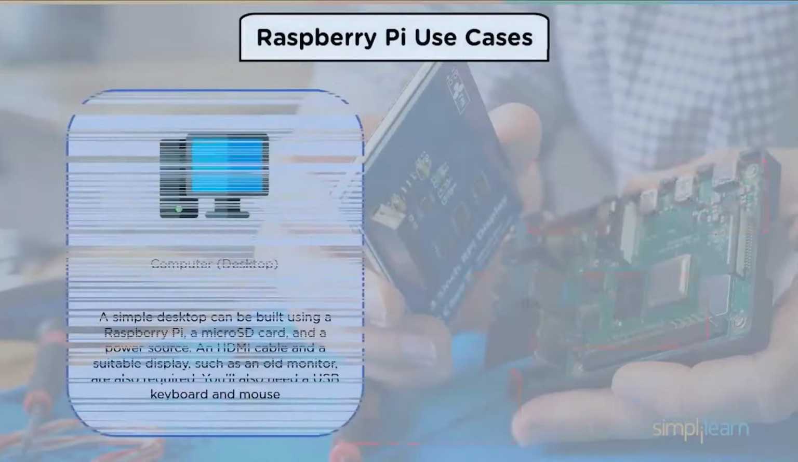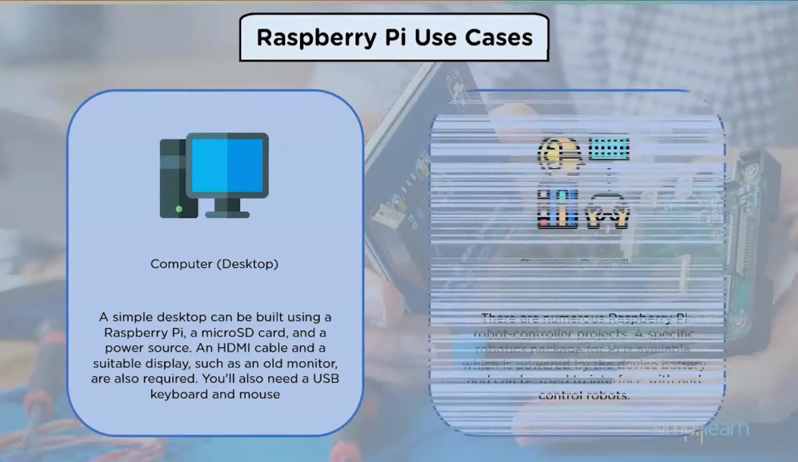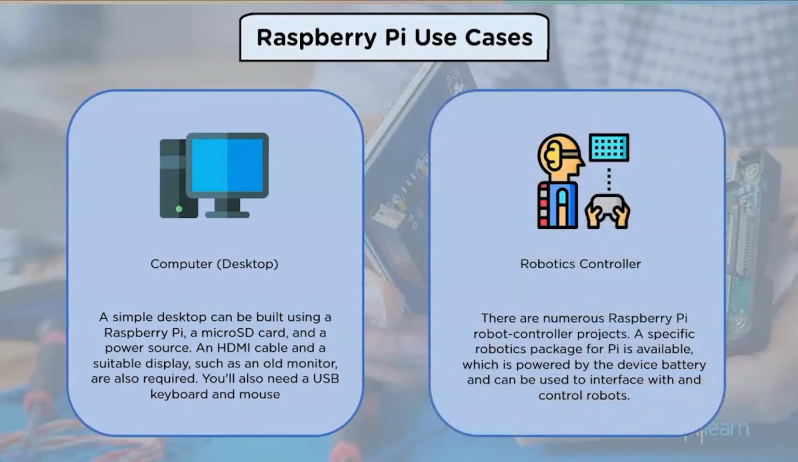Raspberry Pi use cases. Raspberry Pi is used as a computer desktop. A simple desktop can be built using a Raspberry Pi, a micro SD card and a power source. An HDMI cable and a suitable display, such as an old monitor, are also required. You will also need a USB keyboard and a mouse. Robotics controller. There are numerous Raspberry Pi robot controller projects. A specific robotics package for Pi is available, which is powered by the device battery and can be used to interface with and control robots.